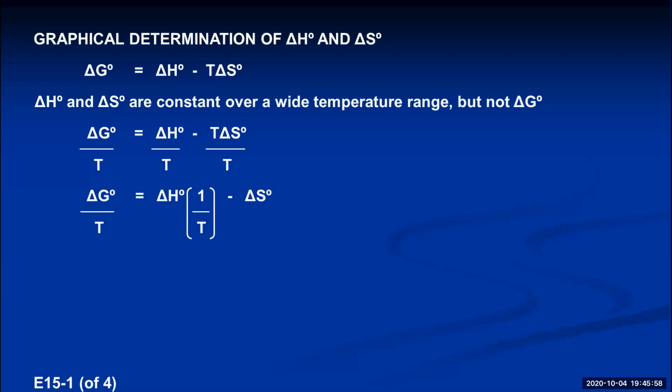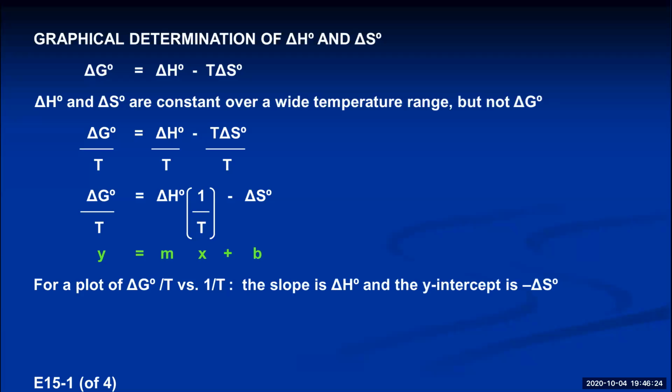For that middle term there, if I separate it into delta H naught multiplied by 1 over T, you should be able to recognize the form of this equation. This is y equals mx plus b. This means that if you were to plot delta G naught over T versus 1 over T for a particular chemical reaction, we can determine graphically the standard enthalpy change and the standard entropy change. The slope is going to be the standard enthalpy change, and then the y-intercept is going to be the negative of the standard entropy change.